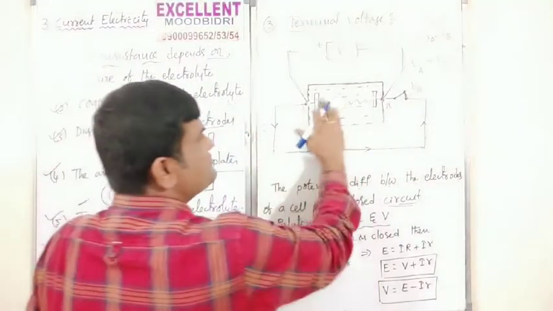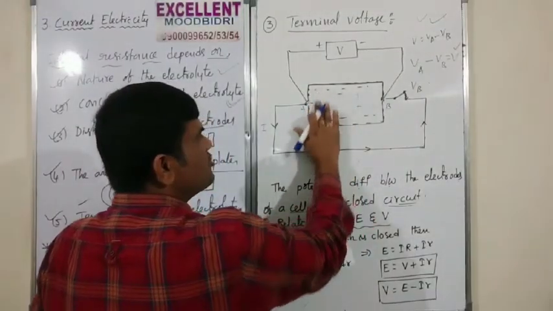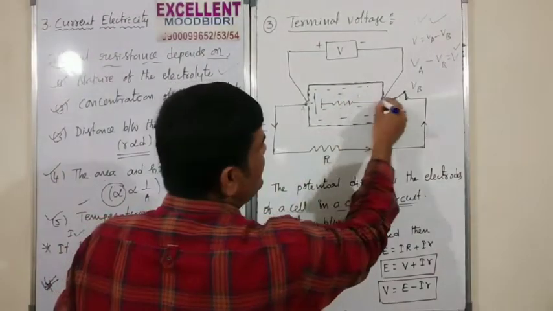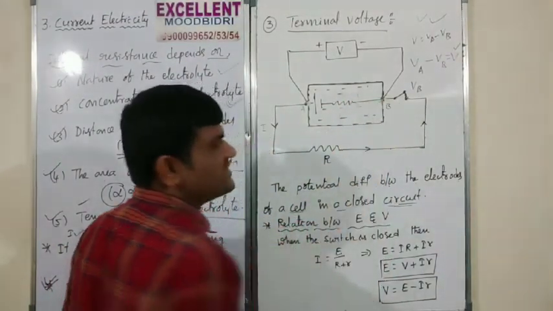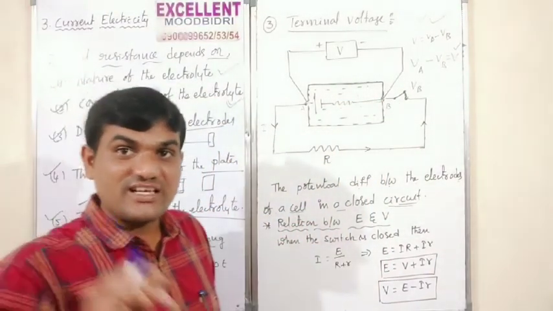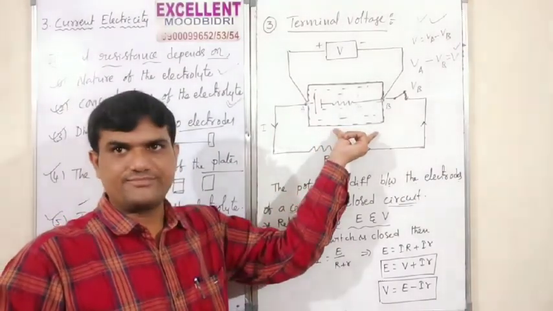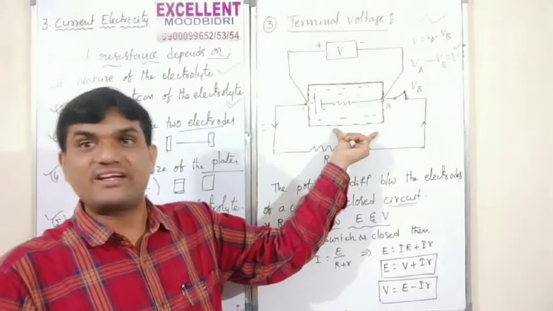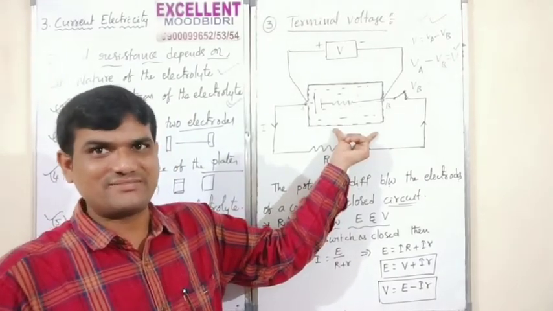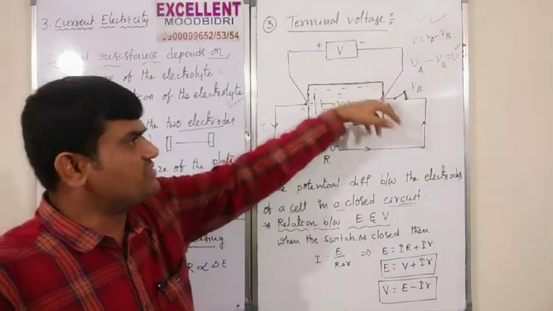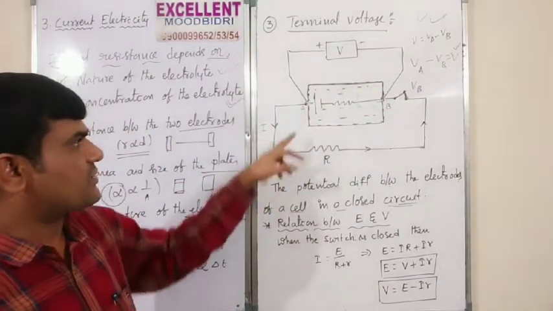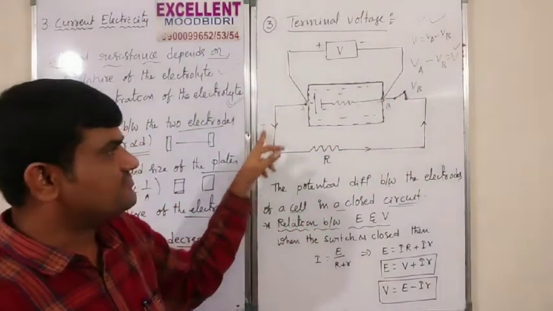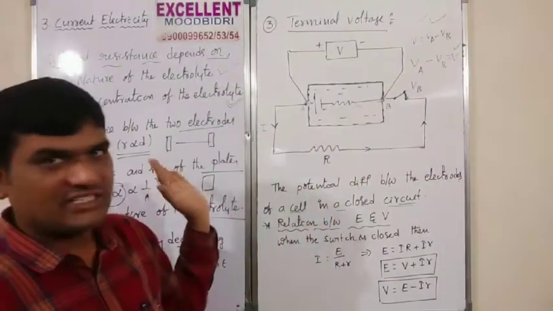Okay? We will draw it in this manner. This is the positive terminal, this is the negative terminal, and this is the internal resistance. Internal resistance is related to the cell only. Inside the cell, the electrolyte has internal resistance. So when the switch is closed, current is flowing in this direction. This is the direction of flow of current.